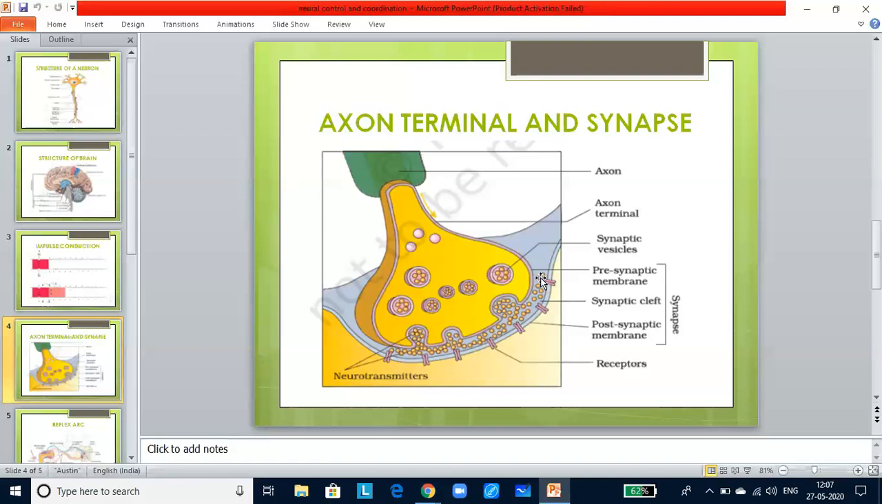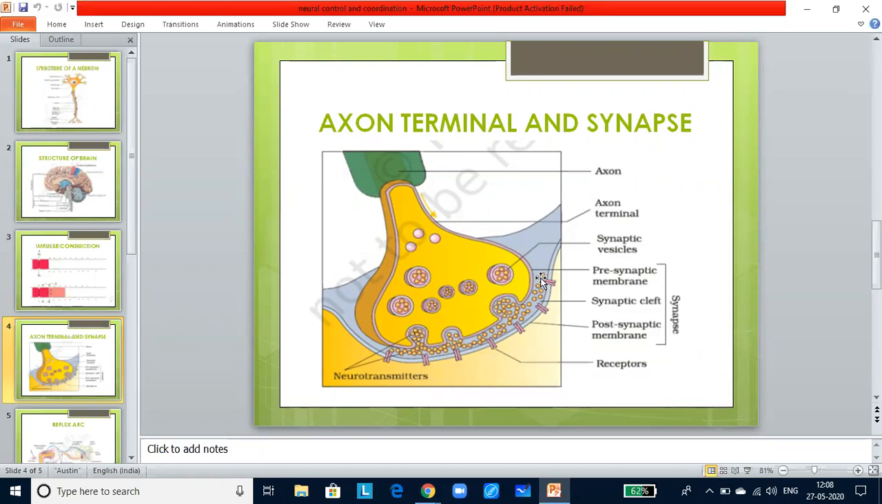Now, in chemical synapses, the membranes of the pre and postsynaptic neurons are separated by a fluid-filled space called synaptic cleft. Axon terminals contain vesicles which are filled with neurotransmitters. When an impulse arrives at the axon terminal, it stimulates the movement of the synaptic vesicles towards the membrane, where they fuse with the plasma membrane and release their neurotransmitters in the synaptic cleft.